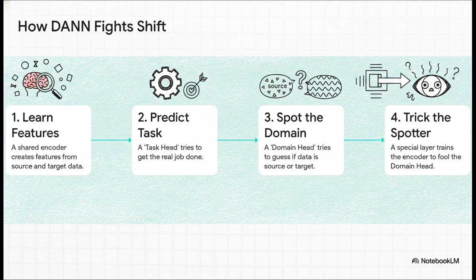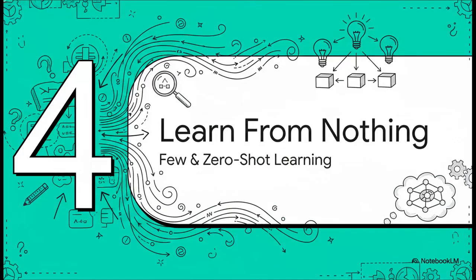And the genius move is in step 4. The model is trained to actively fool the detective. By learning to create features that the detective can't place, it ends up learning features that are so general that they work equally well in both worlds. It's brilliant.